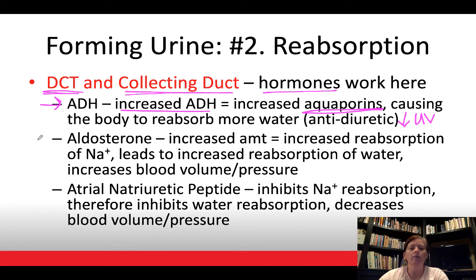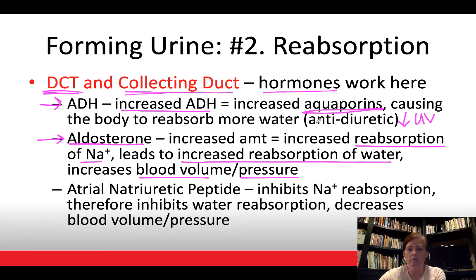Okay. The second one, aldosterone. We just talked about this. Aldosterone is a hormone that's released from the adrenal cortex, and what it does is it increases our body's reabsorption of sodium. And what do we know? What's the relationship between sodium and water? Well, water follows salt, right? So if we increase sodium, we are also going to increase our reabsorption of water. When we increase our reabsorption of water, we're going to increase our blood volume, which in turn is going to increase our blood pressure. Okay?